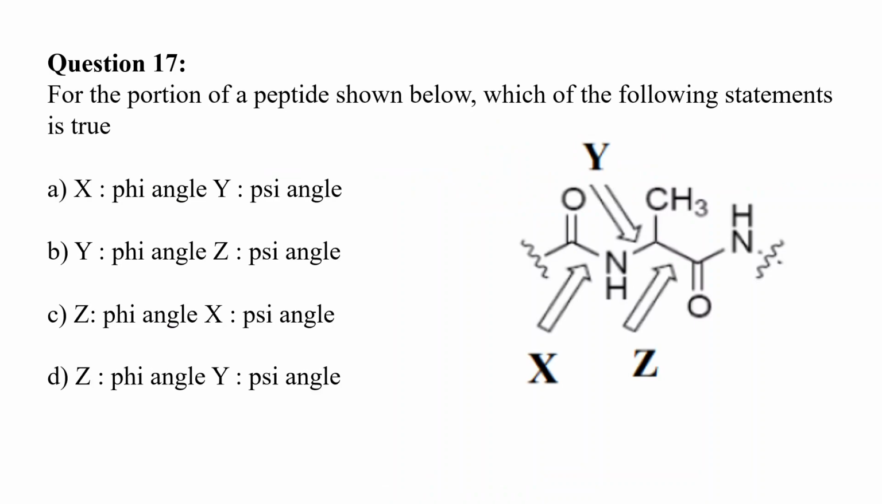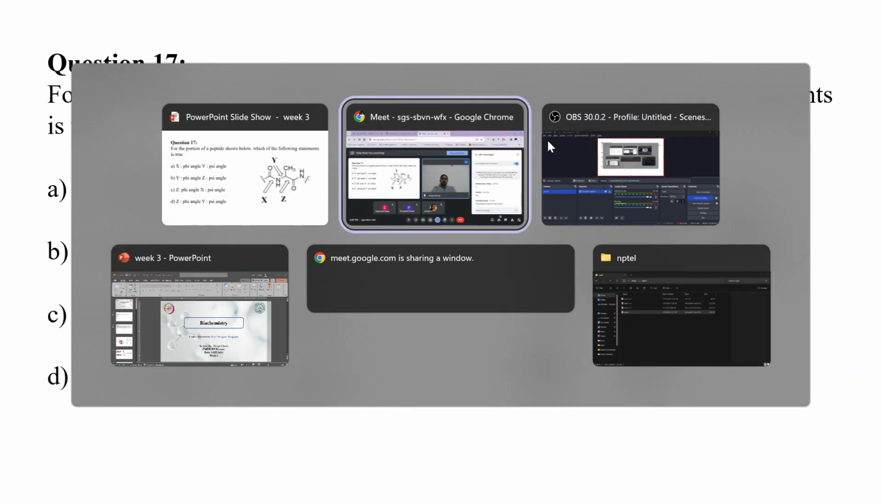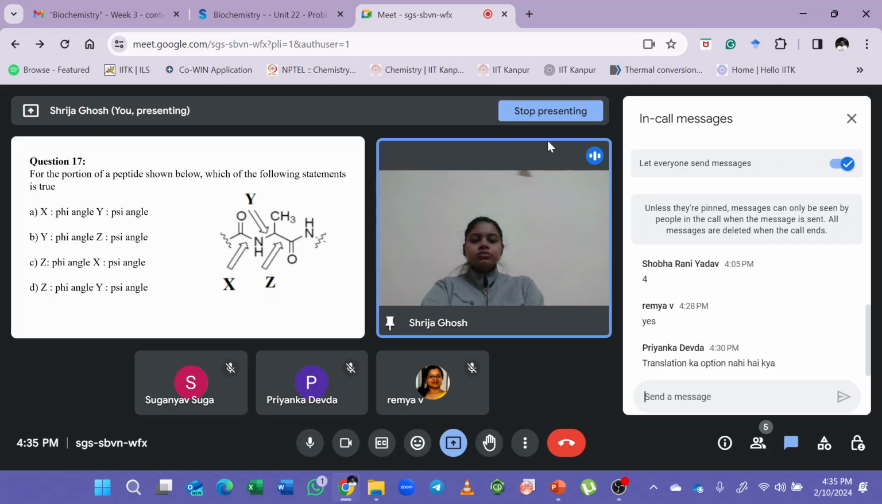Moving to the next question, question number 17. For the portion of a peptide shown below, which of the following statements is true? So we have a peptide shown here. X, Y, Z, we have 3 bonds labeled. So which bond is showing what angle, we have to tell. So anybody wants to answer this question?